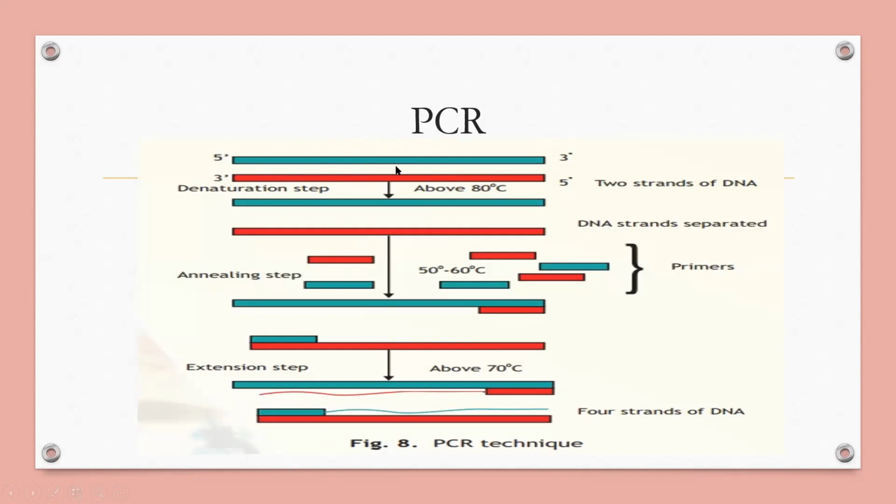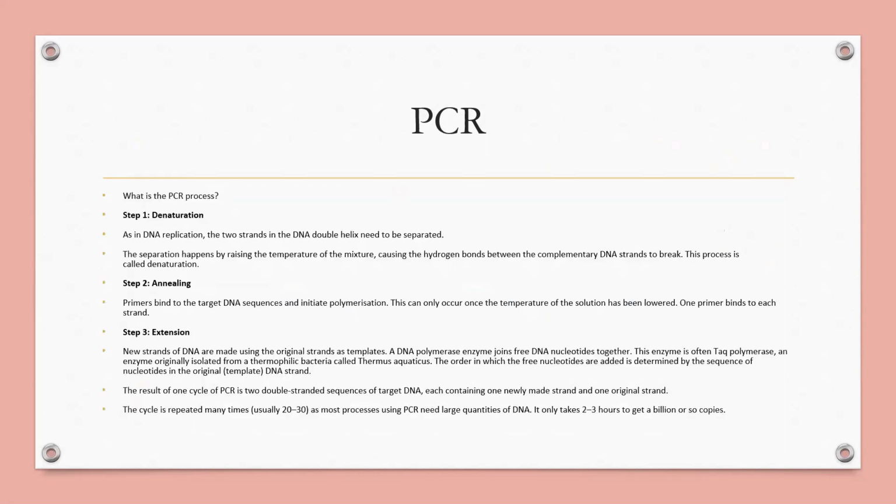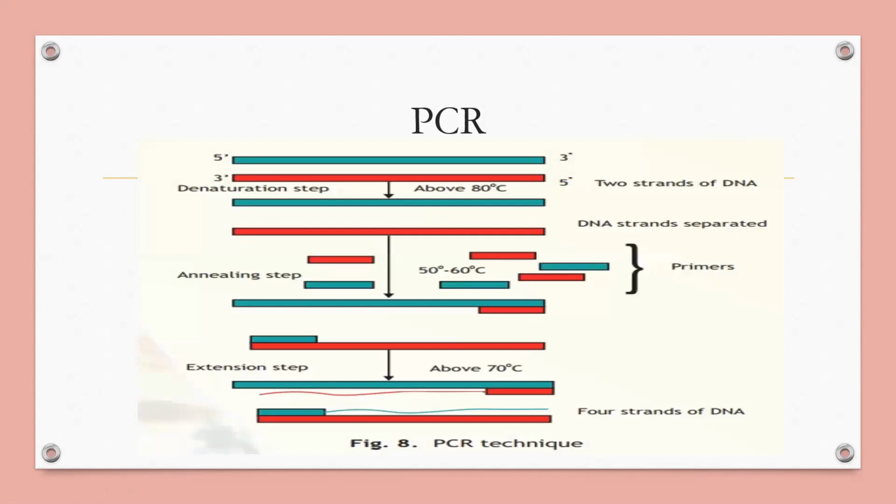First step, the denaturation step. What is meant by denaturation? In DNA replication, the two strands in the DNA double helix need to be separated. The separation happens by raising the temperature of the mixture, causing the hydrogen bonds between the complementary DNA strands to break. This process is called denaturation. Look at here, don't confuse. First step, denaturation step. You take two DNA strands.